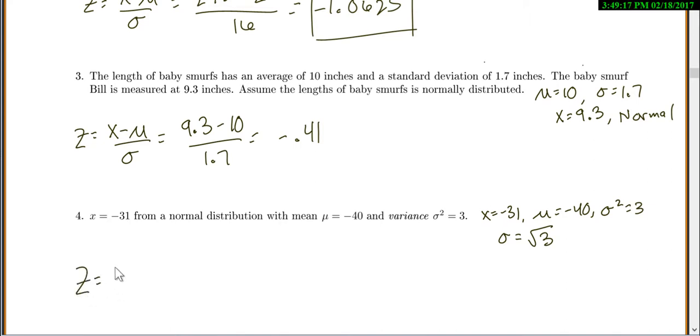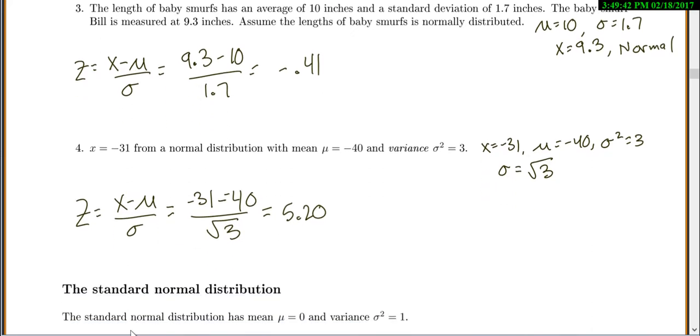So z, sometimes you might get tired writing down these formulas, but I write them down every single time I do a problem. So x is negative 31, the mean is negative 40, and our standard deviation is the square root of 3. So this gives me 5.20. Okay, this is positive, so this tells me that my value was higher than my average. So negative 31 is higher than negative 40. So that's how you standardize.